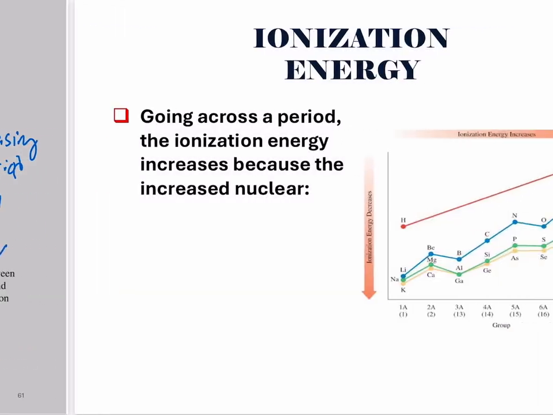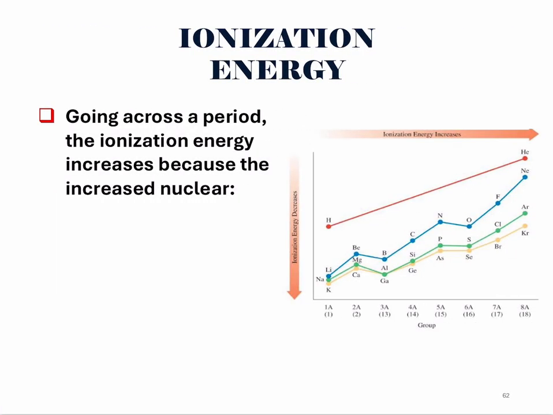Okay. And then going across groups, right? So sodium, lithium, potassium, that's in group 1. Beryllium, magnesium, calcium, group 2. Right, we go across the periods, right, across the groups, the ionizing energy increases, right? So this right here, in case you can't read it, says increases.